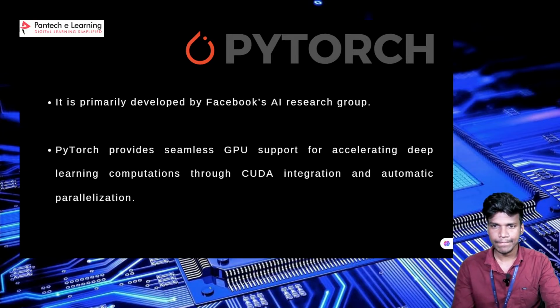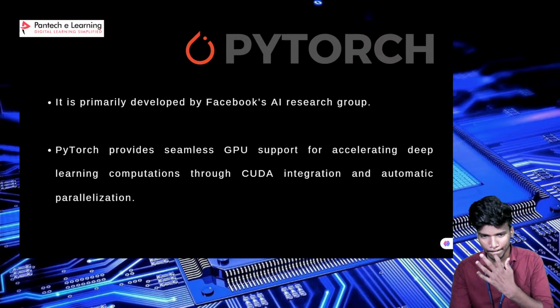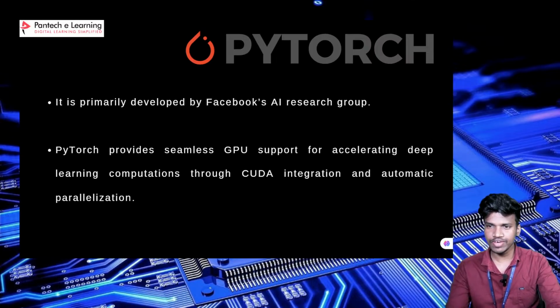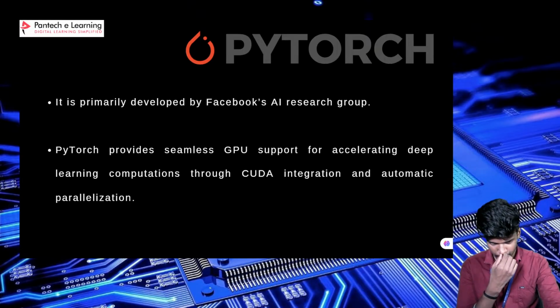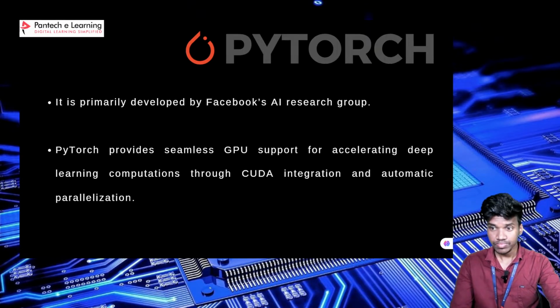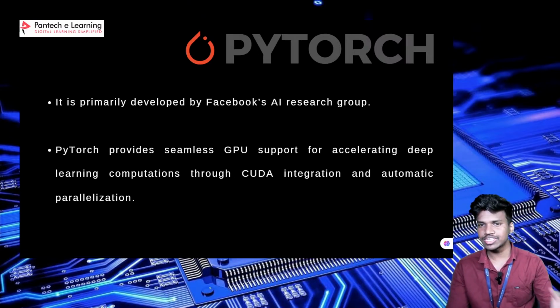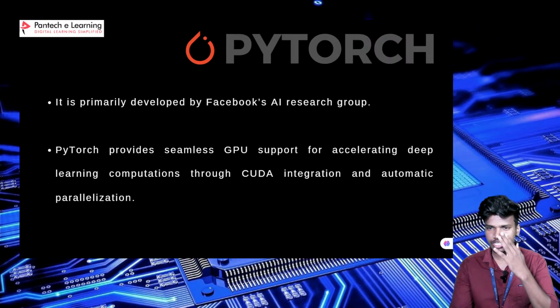It is primarily developed by Facebook's AI research group. The releasing team is Facebook AI, like Meta AI. Facebook's other name is Meta, right? PyTorch provides seamless GPU support for accelerating deep learning computation through CUDA integration and automatic parallelization. So PyTorch supports CPU as well as GPU hardware units also.